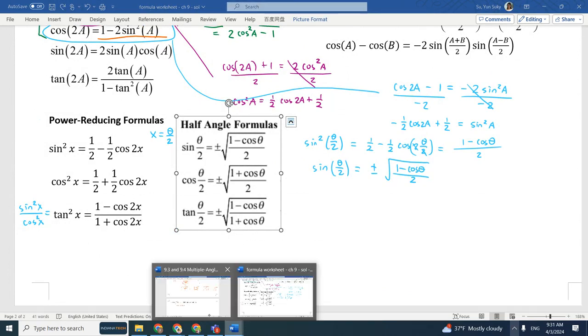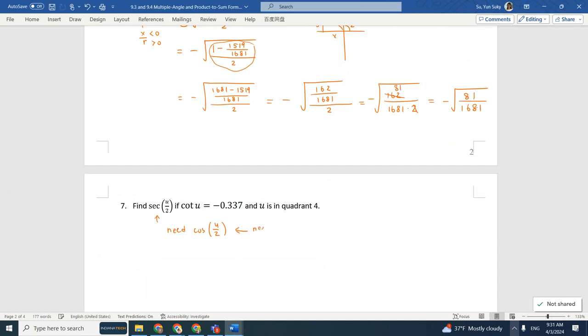So in order to find that, we need the cosine u. But we are given cotangent u. Okay, so we're given cotangent u, and we want to find cosine u. After we find cosine u, we can use the half angle formula to find cosine u over 2. Then we can find the secant u over 2. Everybody okay with our steps?